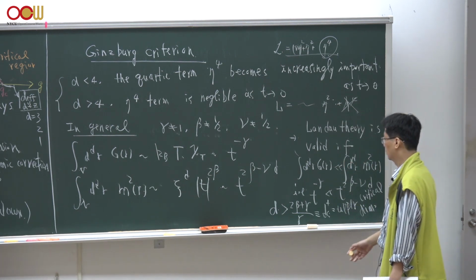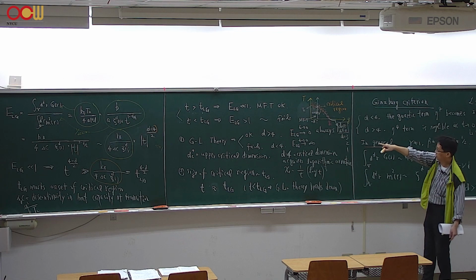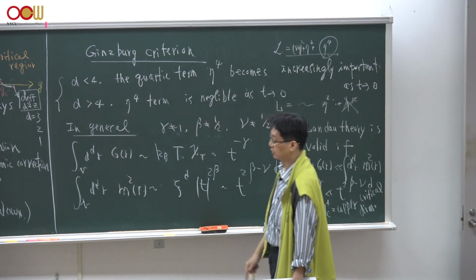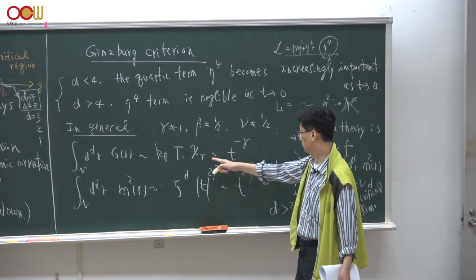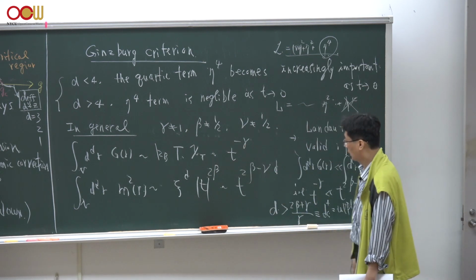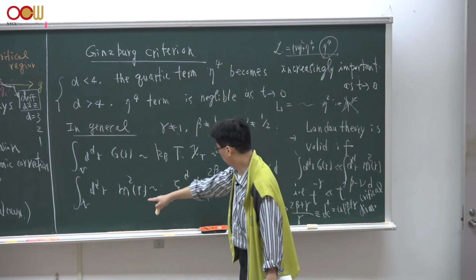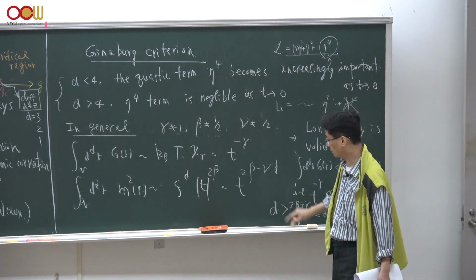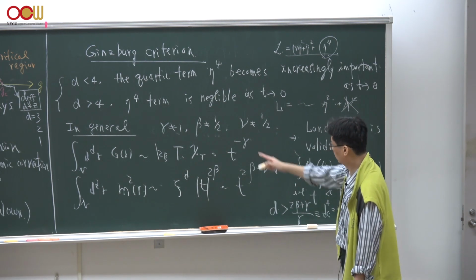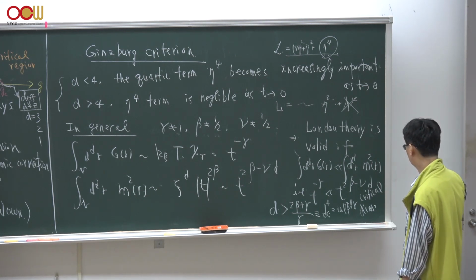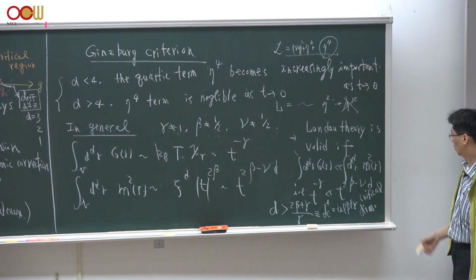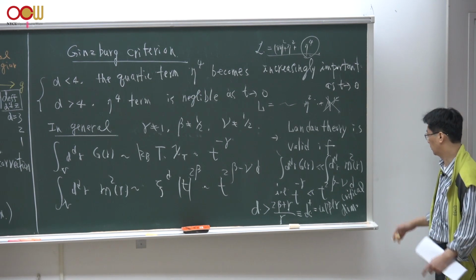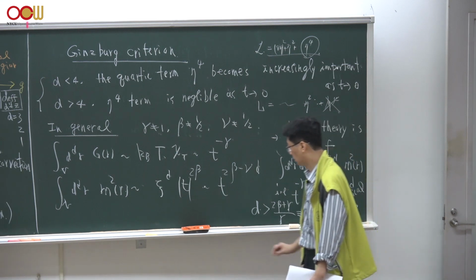Okay? So for example, the numerator in this Ginzburg criterion, which is the spatial average over the correlation function, now behaves as t to the minus gamma. And the denominator shows t to the power of 2 beta minus nu d as t goes to 0. So when we combine these two, or take the ratio, and write down the Ginzburg criterion in a more general case other than the Ising model, you come up with this inequality.